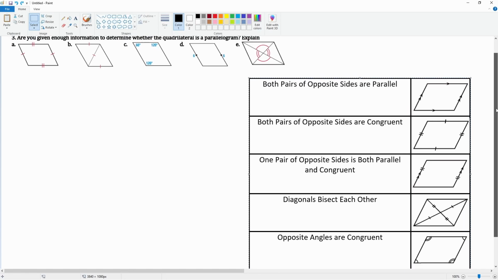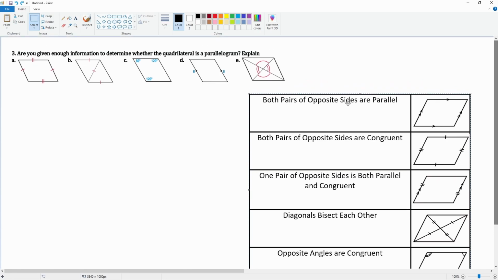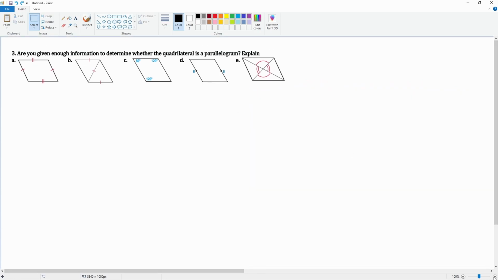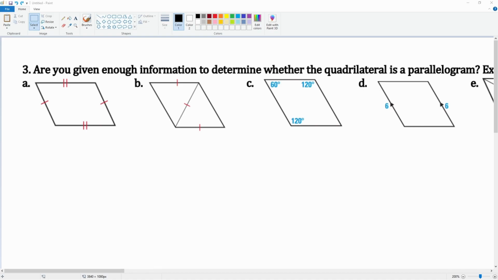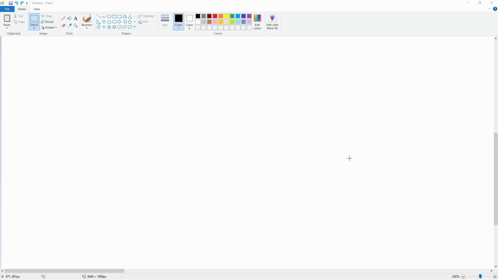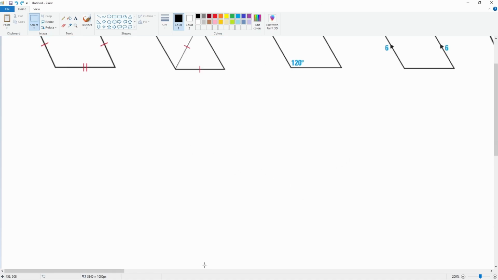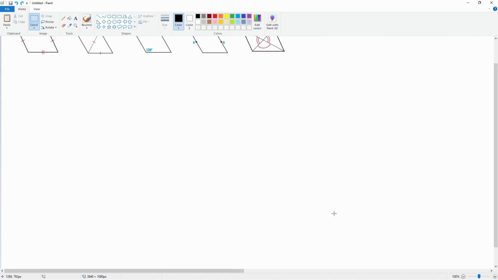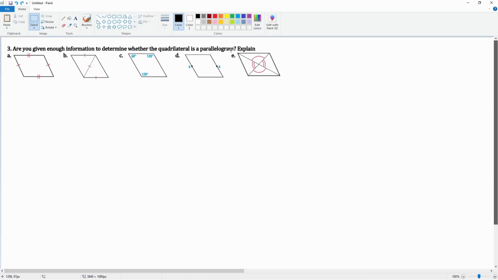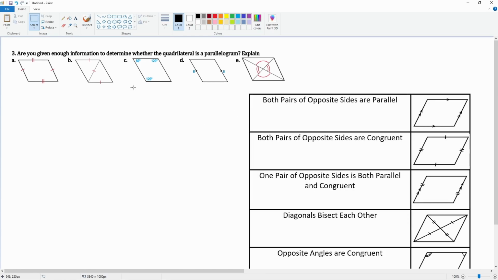Okay, so let's look at A. Let's see if A makes sense. We have that the 2 opposite sides are congruent. So yes, that does work. That is this one that we were just doing right here. It was this one, that both pairs of opposite sides are congruent. So that works for A.